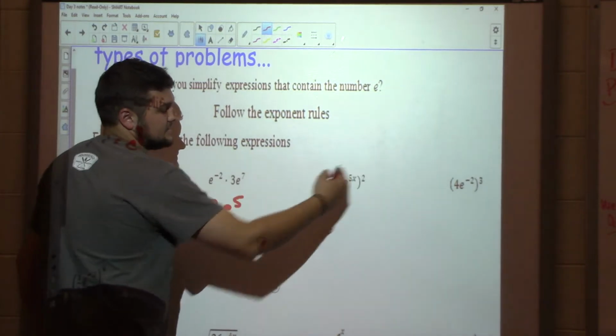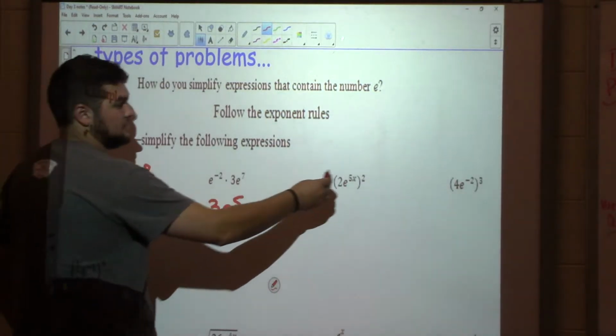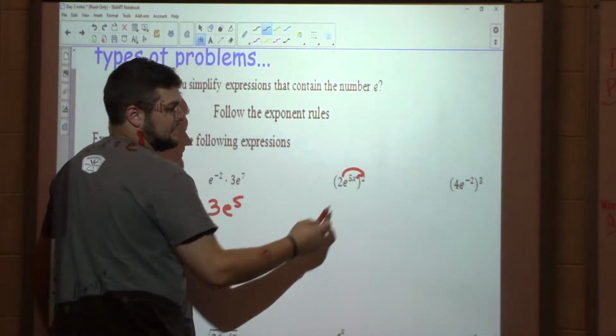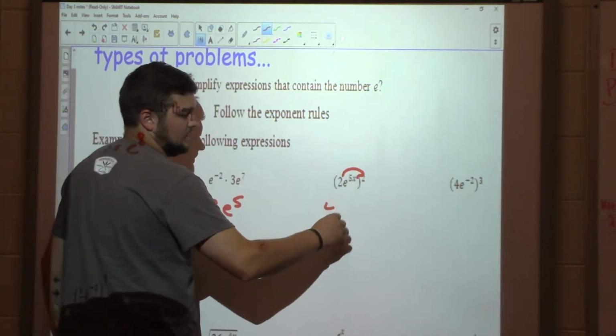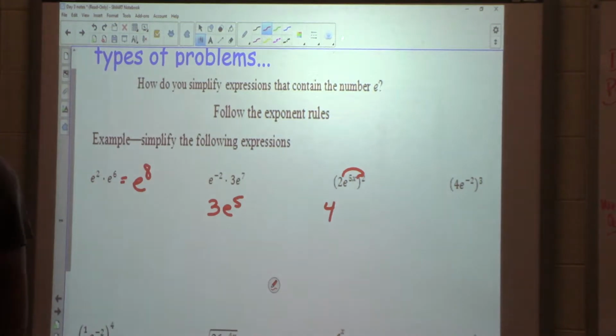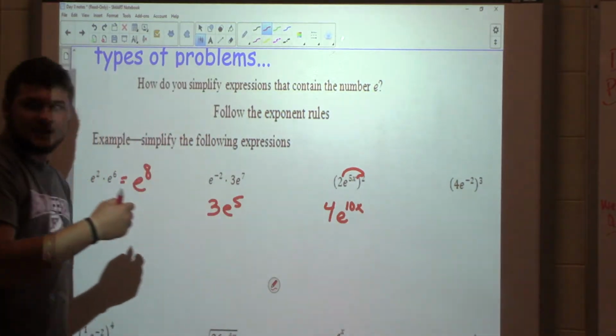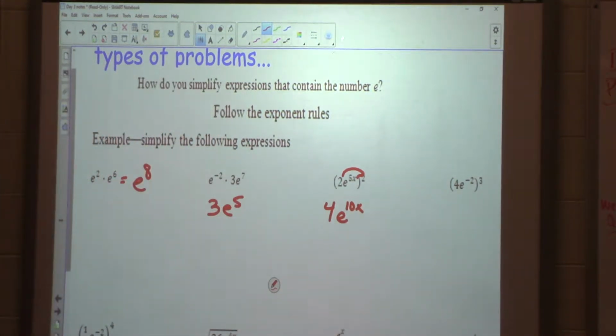2 e to the 5x, all raised to the second power. What do I do with that 2 on the outside? We distribute it to both pieces, to the 2 and to the 5x. Well, 2 squared is 4. What do I do to these two exponents? Multiply. Power to a power, we multiply. So e to the 10x. Do we remember this from last unit? Yes. Good. I'm really glad you said yes and not no.